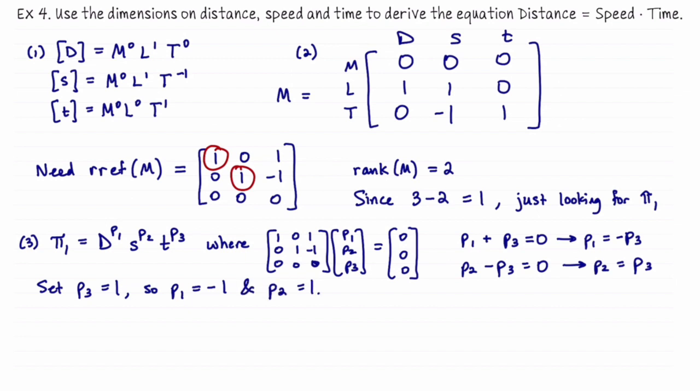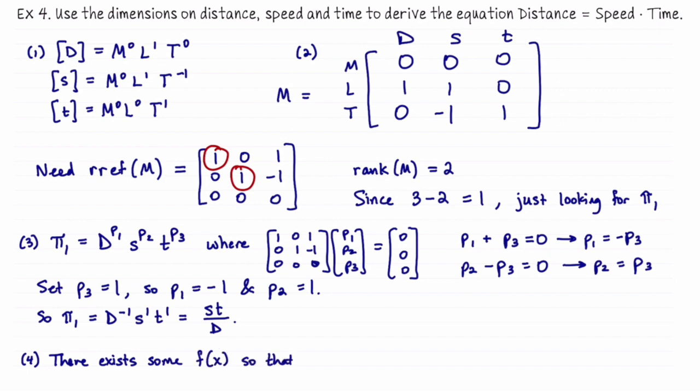Okay, we can plug that back into our expression for pi 1. We get that pi 1 is d to the negative 1, s to the 1, t to the 1. And then we can simplify that. This is just going to be st divided by d. Okay, the next step is a little bit strange. I hope you see how to use it in practice after we've done a few examples of this. But what we're going to say is, thanks to Buckingham's Pi Theorem, we know that there's some function out there, I'll call it f of x, for which if I plug in pi 1, in other words, if I plug in st divided by d, I get 0.